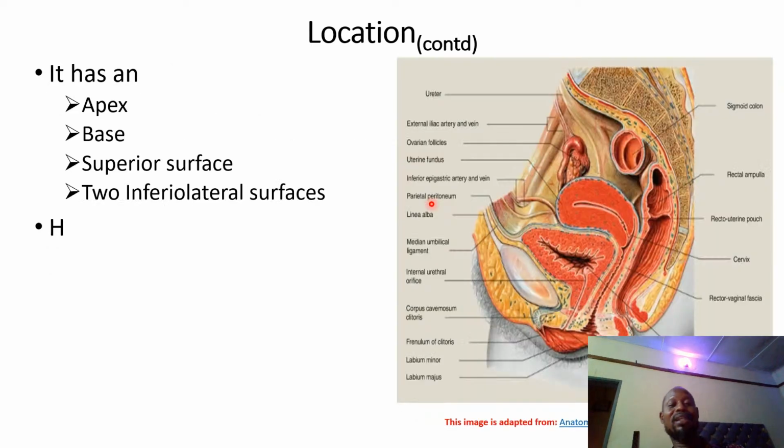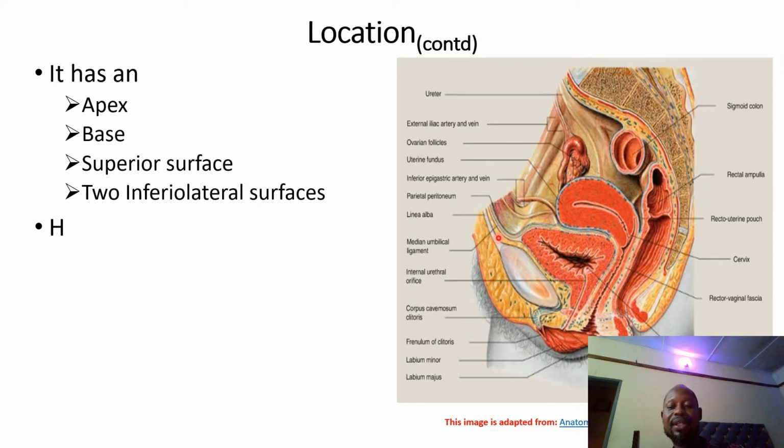Let's see the next slide and see what we have to appreciate from it. So we have the base, we have the apex, we have the superior surface and two inferolateral surfaces. Here we can see how closely applied the apex is. It is a triangular shape, and the apex is closely related to what? The pubic bone. And then it is separated from it by this fascia.